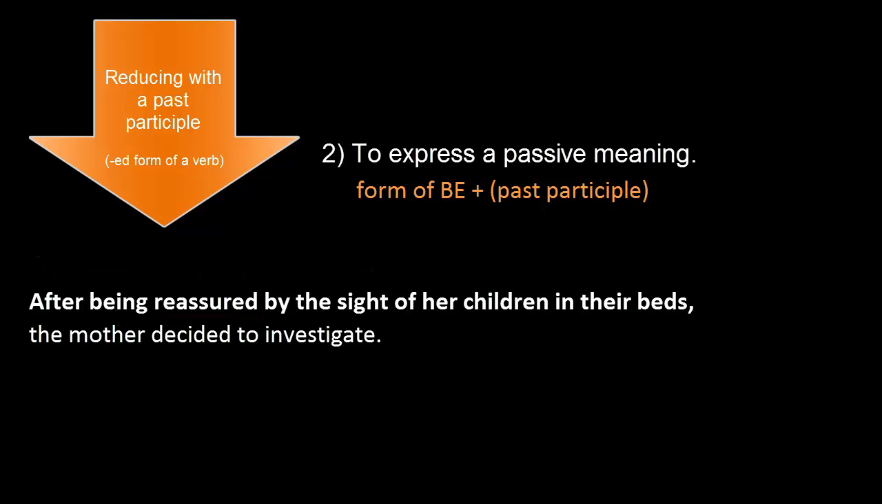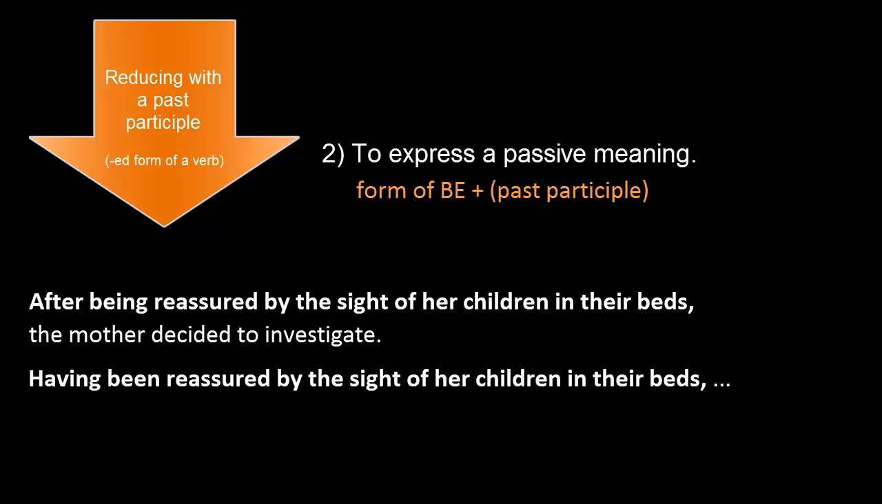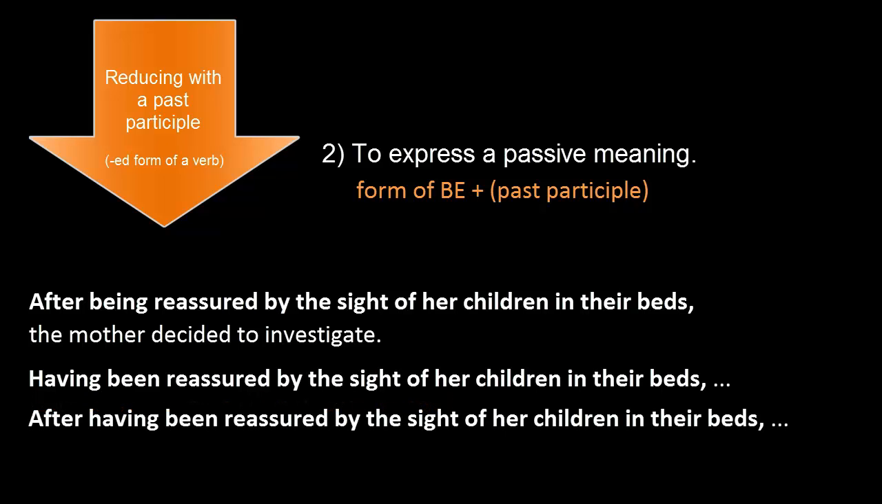Now here's where it gets a little tricky. We have variations. This sentence could also be written as, having been reassured by the sight of her children in their beds, the mother decided to investigate. Again, this expresses a sequence of events, and there's also that feeling of reason. Why did she decide to investigate? Some might choose to write after having been reassured. Personally, I think this is a little too much.